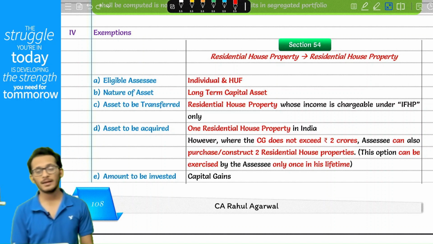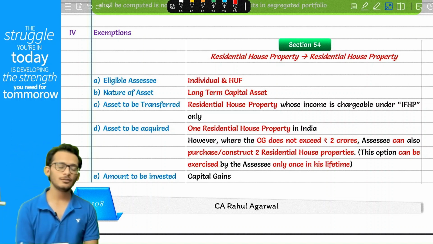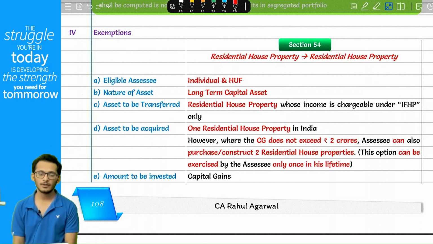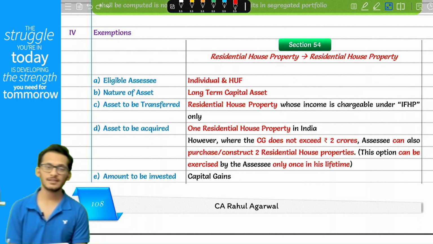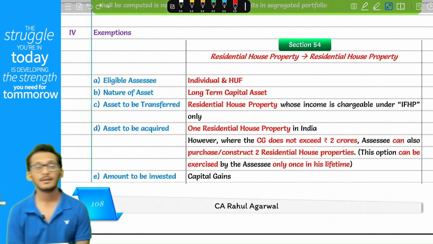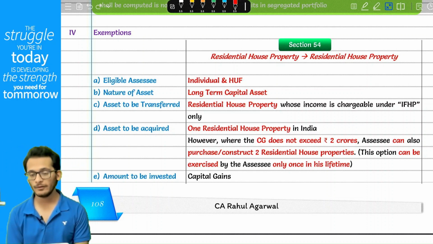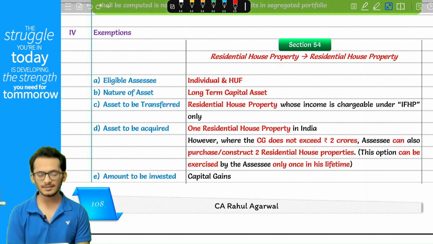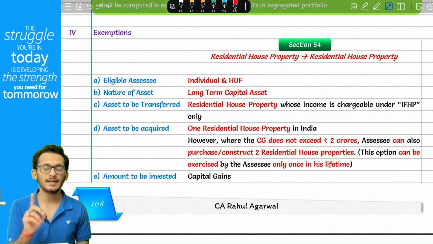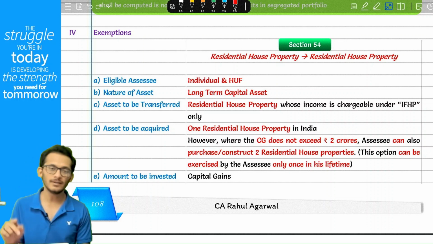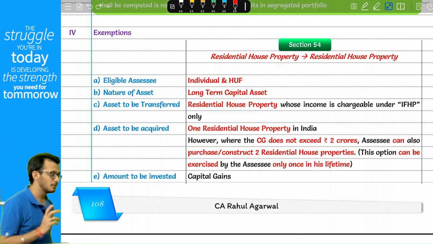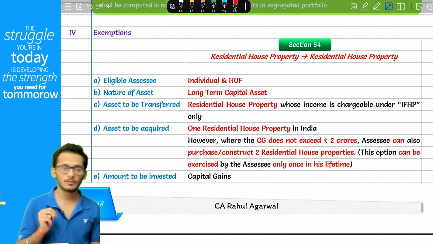If you are planning to buy a house in India, then in that case you can claim an exemption under section 54 or 54F. Asset to be transferred can be residential house property for 54 and any long-term capital asset for 54F. Any asset for 54F. You have to buy one residential house property in India under 54. However, if you have a long-term capital gain up to 2 crores, once in a lifetime offer I am giving to you, you can buy 2 house properties in India.